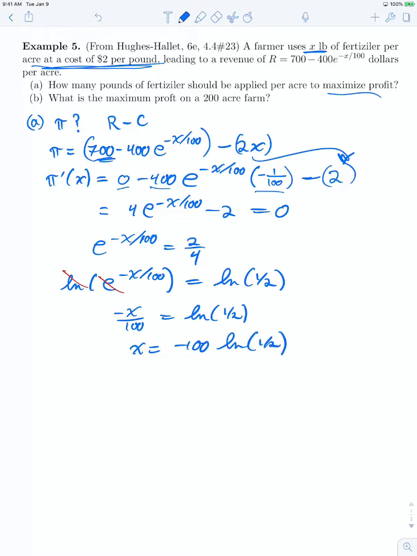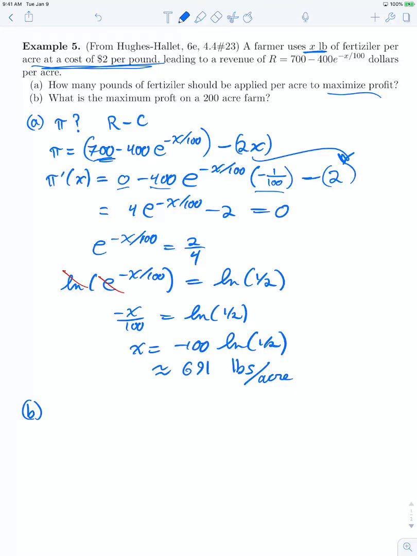Okay, so you can plug that into your calculator and you find out that this is approximately 691 pounds of fertilizer per acre. So I guess actually the units are pounds per acre. And that's part A.